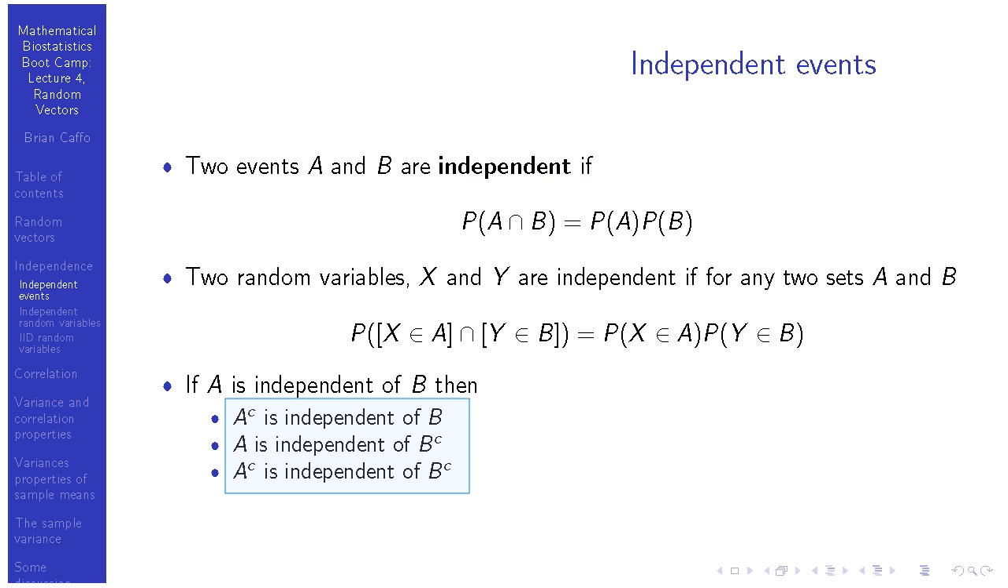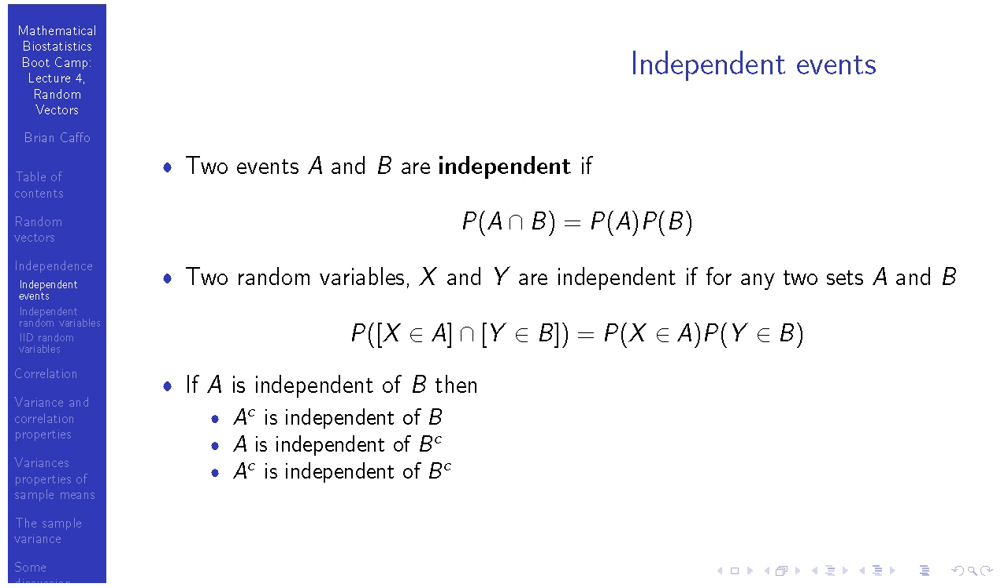Incidentally, if this is true, then A is independent of B complement, B is independent of A complement, and A complement is independent of B complement. And the mathematical definition of independence is equivalent to our intuition of what it means to be independent: A is unrelated to B. That's what the mathematical definition implies, and we'll get a better sense of that.